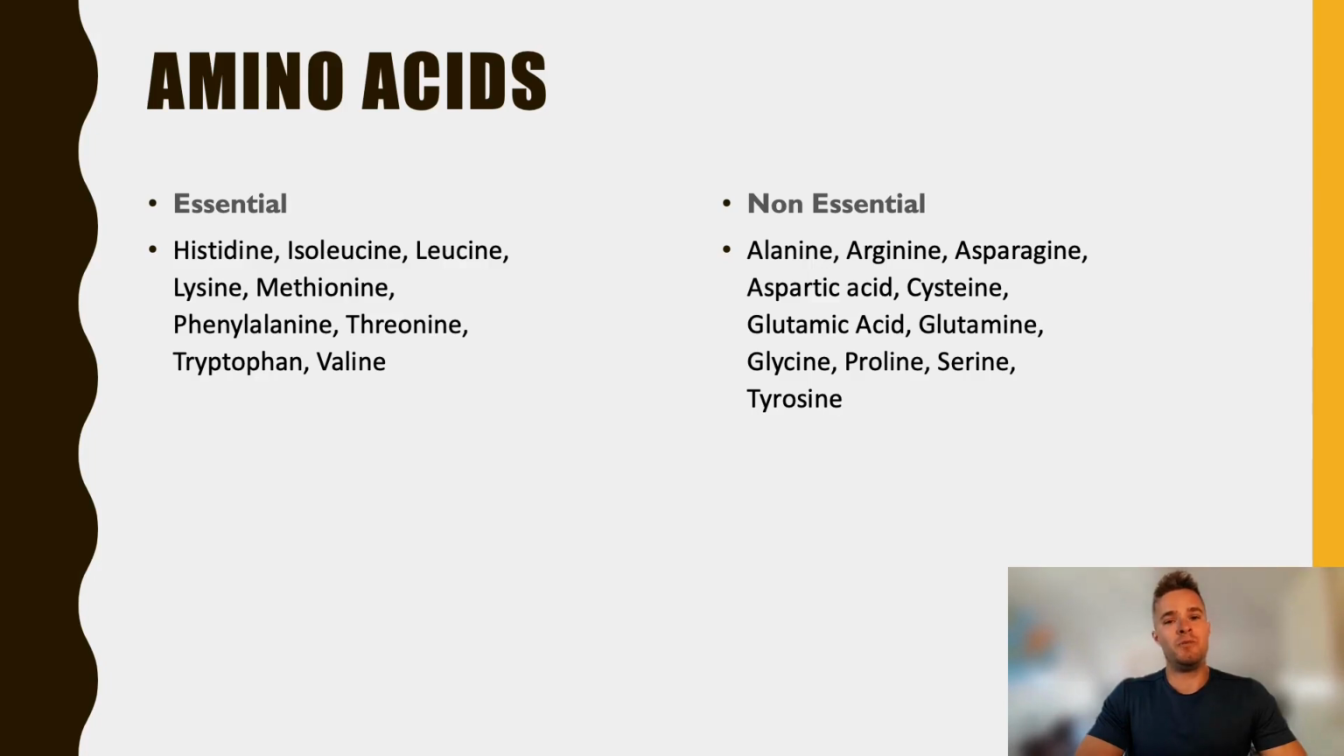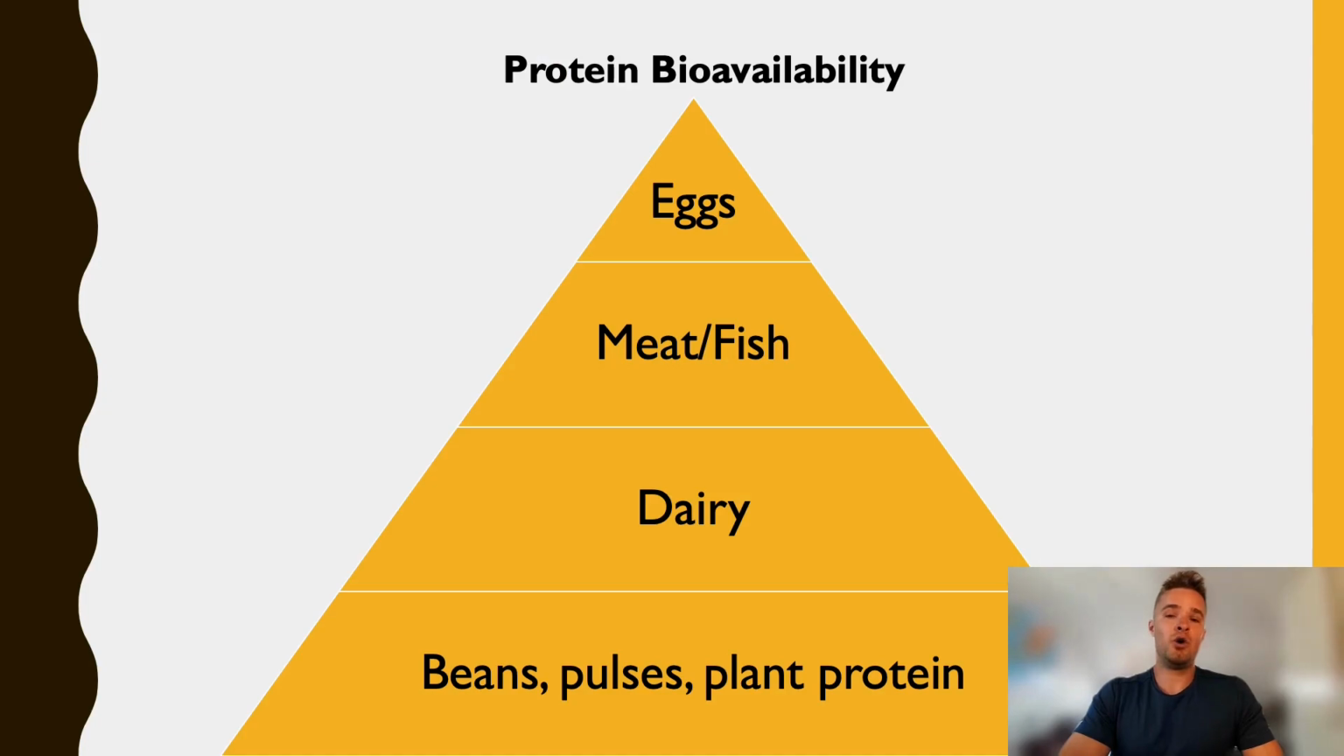Amino acids come in the form of essential and non-essential amino acids. Essential amino acids are the ones that the body can't produce by itself, and therefore we need to acquire these through our diet. Non-essential amino acids are amino acids that the body can produce by itself. The more complete the amino acid chain of the protein, the higher the protein bioavailability is. Now, protein bioavailability indicates the total amount of protein that can be utilised and used by the body.